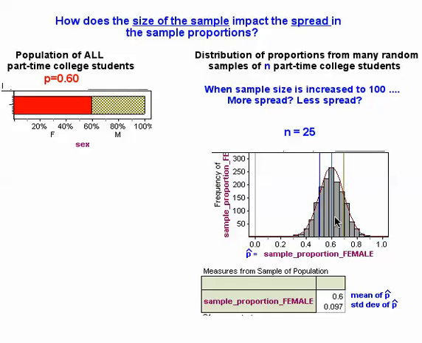Now we're interested in what happens if we increase the sample size to 100. Will we expect to see more variability? Variability that is roughly the same, or much less variability? In particular, we're interested in finding out what happens to the standard deviation.